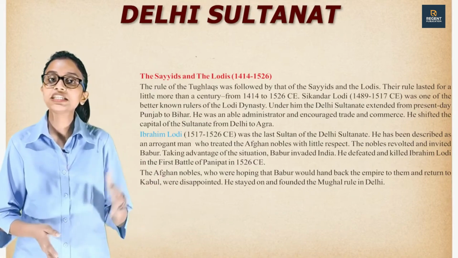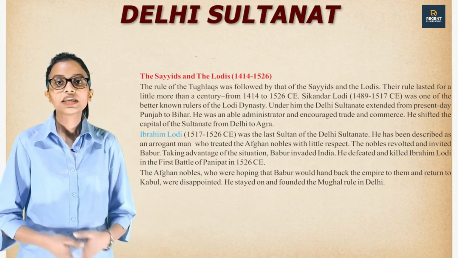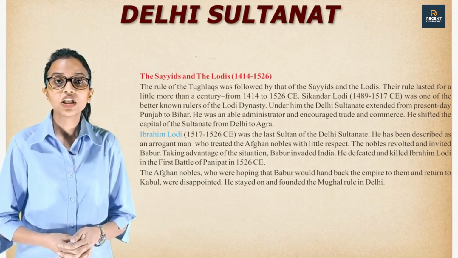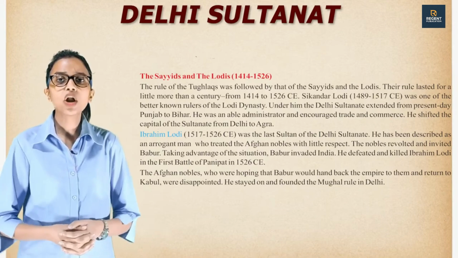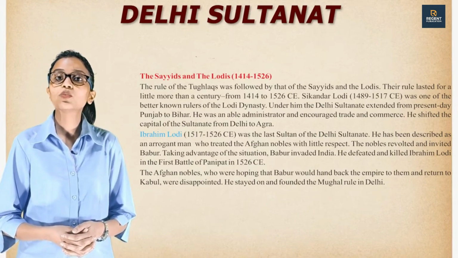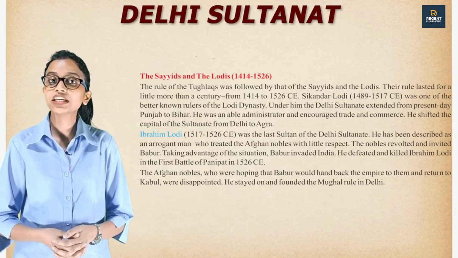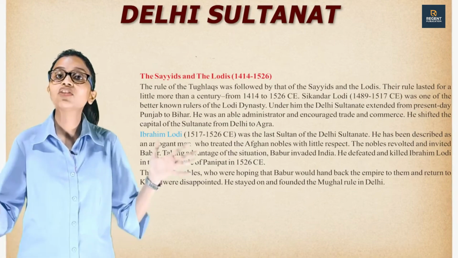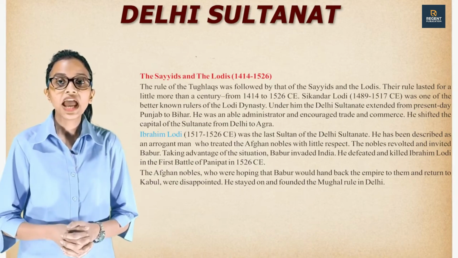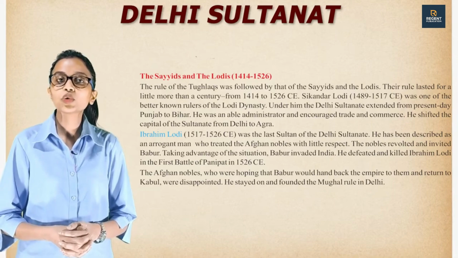Ibrahim Lodhi, 1517 to 1526 CE, was the last Sultan of the Delhi Sultanate. He has been described as an arrogant man who treated the Afghan nobles with little respect. The nobles revolted and invited Babur. Taking advantage of the situation, Babur invaded India. He defeated and killed Ibrahim Lodhi in the first battle of Panipat in 1526 CE. The Afghan nobles, who were hoping that Babur would hand back the empire to them and return to Kabul, were disappointed. He stayed on and founded the Mughal rule in Delhi.